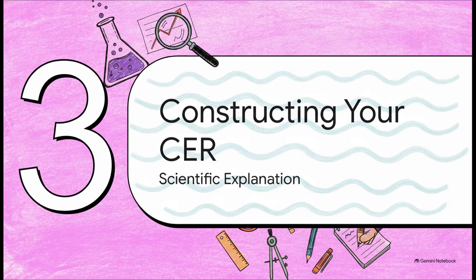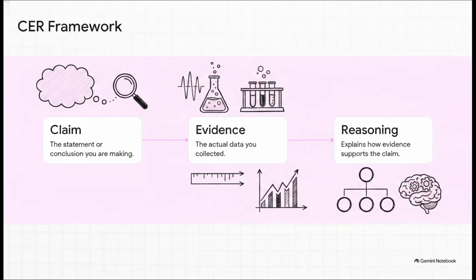Now for section 3, constructing your CER. Let's build a rock-solid scientific explanation. I know, writing a formal scientific explanation can sound a little intimidating, but trust me, it is completely manageable for any 7th grade scientist when we break it down into 3 simple steps. Step 1 is your claim. That's the main statement or conclusion you're making. Step 2 is your evidence, the actual hard data you collected that supports your claim. And step 3 is your reasoning. This is where you explain exactly how and why that evidence supports the claim using scientific principles.